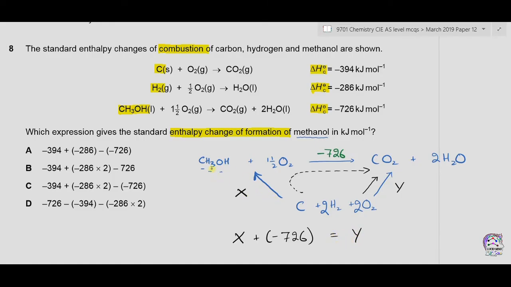In X we can see that CH3OH is being formed from its elements, so therefore this enthalpy change will be the enthalpy change of formation of methanol. For Y we can see that carbon is being converted into carbon dioxide, so this is the enthalpy change of combustion of carbon, as 1 mole of carbon is involved, so therefore we can write minus 394 for the combustion of carbon.